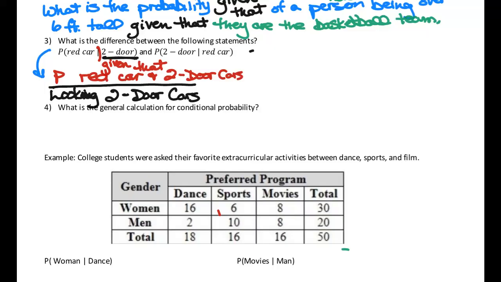This one means we are looking at all red cars.